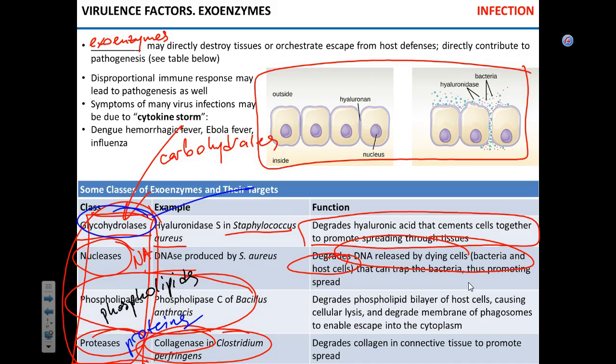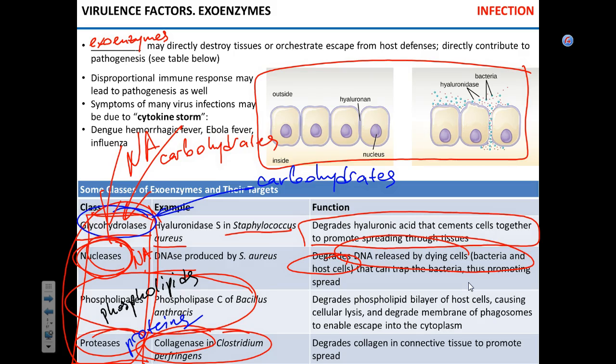So these ones act on carbohydrates. Okay. These nucleases act on nucleic acids. Does that make sense? That's all I require. When we get to the bad bugs, then I may ask a few more specific examples. We're good? Now, that was direct action of the enzymes produced by the bacteria.